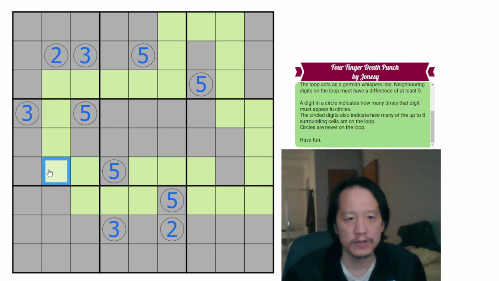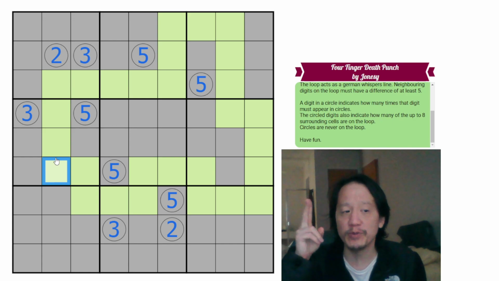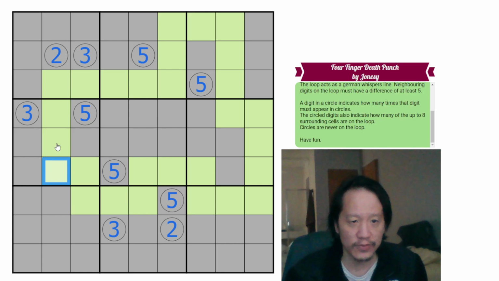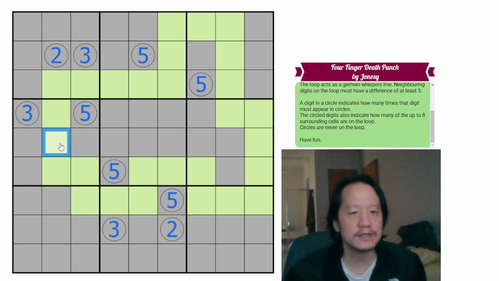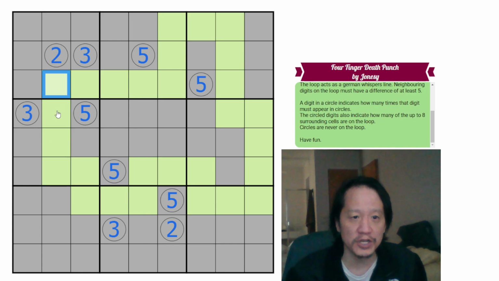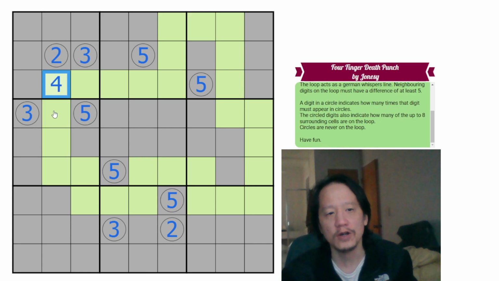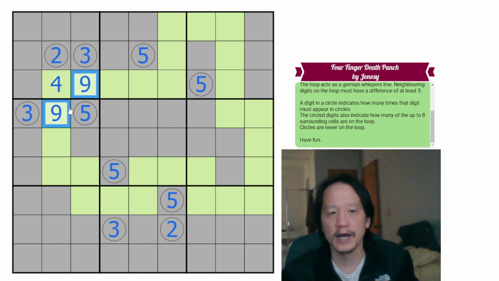Where can the 4 be? The 4 cannot be here because on a German whisper line, a 4 can never be next to 2 unique numbers. And this is next to 2 unique numbers. This is also next to 2 unique numbers, so it can't be a 4. This is also next to 2 unique numbers, so it can't be a 4. Where is the 4 then in this set of German whisper lines? It can only be here. So this has to be a 4, which means it's next to a 9 and a 9.